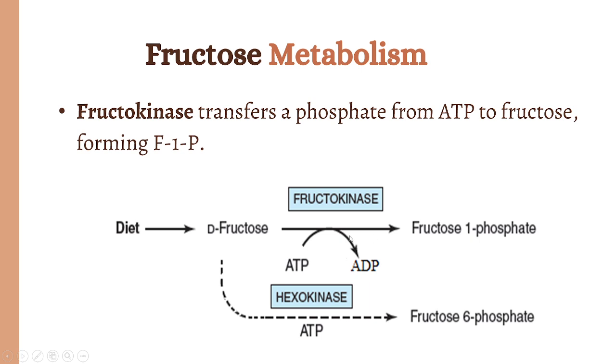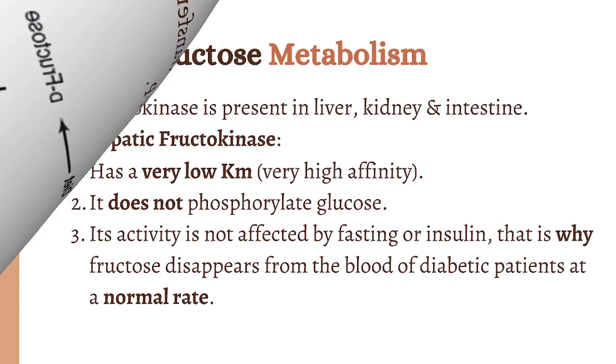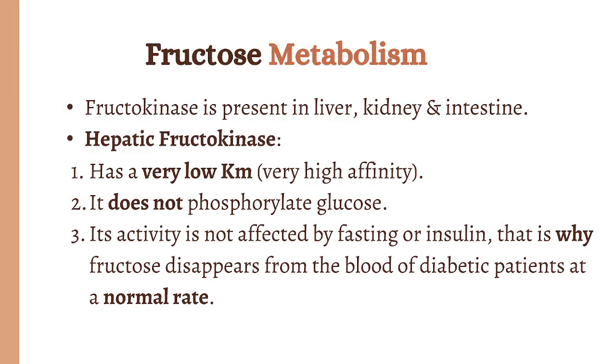But which pathway will fructose take? Fructokinase, particularly the hepatic, renal, and intestinal fructokinase, hepatic fructokinase in particular, has a very low Km and a very high affinity for the substrate fructose. So fructose will join the fate of phosphorylation by fructokinase at position 1. At the same time, fructokinase does not act on glucose. Its activity is not affected by fasting or insulin, and that is why fructose disappears from the blood of diabetic patients at a normal rate.